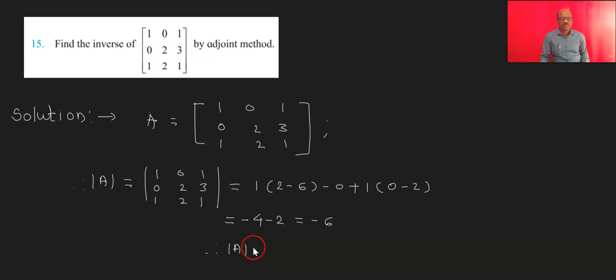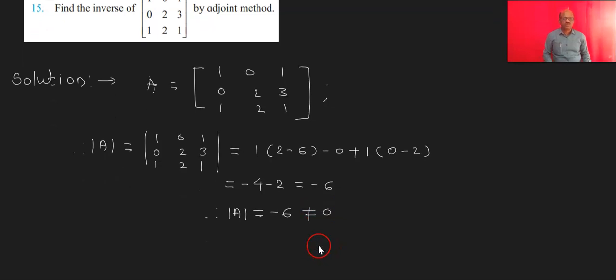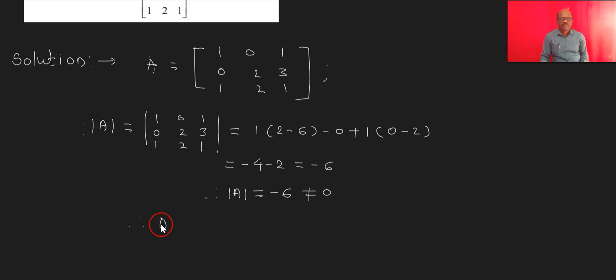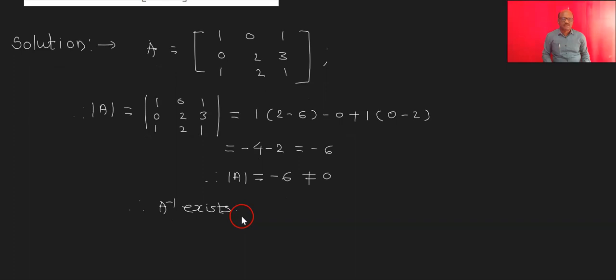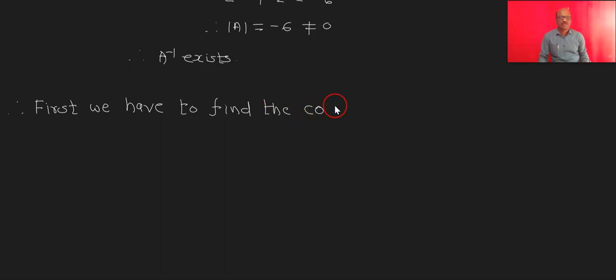Therefore, determinant of A is equal to minus 6, which is not equal to 0. And hence, A inverse exists. Now, we find out this inverse by adjoint method. First, we have to find the cofactor matrix.